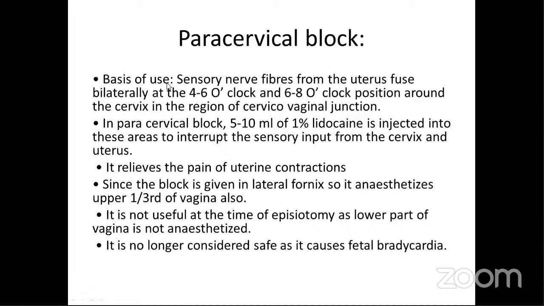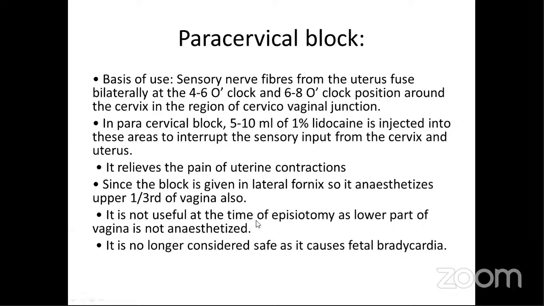Paracervical block is where the sensory nerve fibers from the uterus fuse bilaterally at 4 o'clock or 6 o'clock to 8 o'clock position around the cervix in the region of the cervicovaginal junction. In paracervical block, 5 to 10 ml of 1% lidocaine is injected into these areas to interrupt the sensory input from the cervix and uterus. It relieves the pain of the uterine contractions, and since the block is given in the lateral fornix, it anesthetizes even the upper third of the vagina as well.